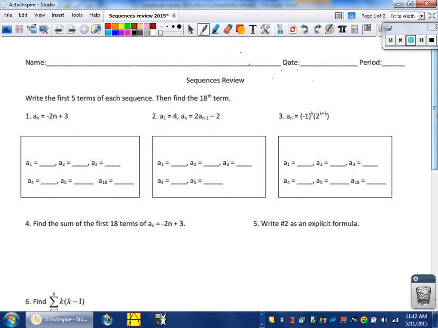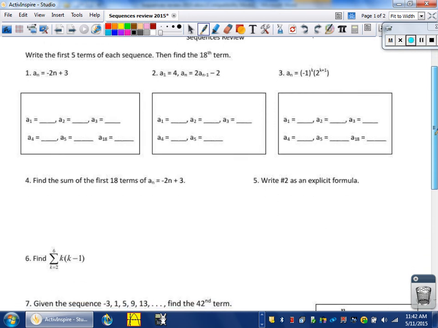Okay, but these first problems give you the explicit formula, and they want you to just write the first five terms. So remember, when you're writing terms, all you have to do is replace n with 1, 2, 3, and 4. So a sub 1, the first term, is negative 2 times 1 plus 3, which is positive 1. The second term is negative 2 times 2 plus 3, which is negative 1, and so on and so forth. The next one's going to be negative 3.